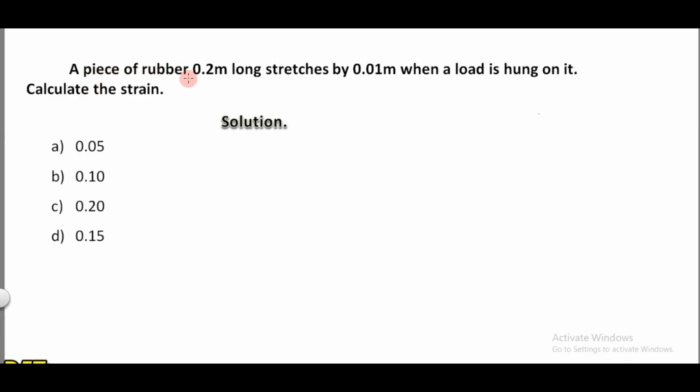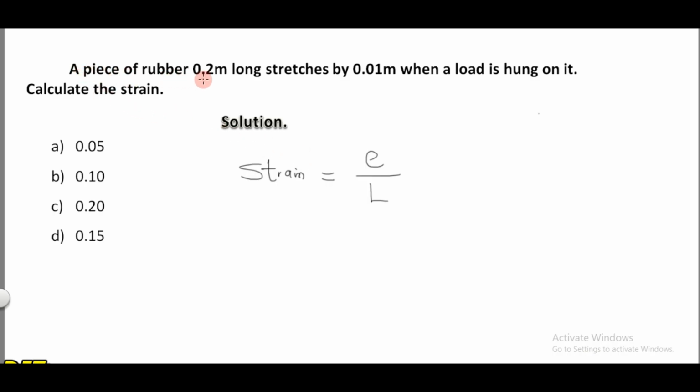So let's look at this question. A piece of rubber 0.2 meters long stretches by 0.01 meter when a load is hung on it. Calculate the strain. So what do you understand by strain? Strain is equal to extension over the length of an elastic material.